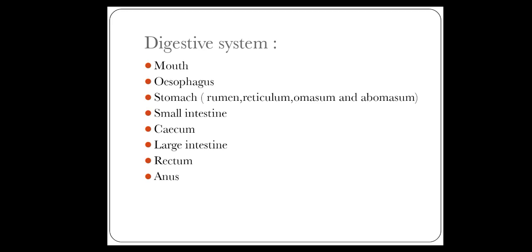The cecum here is mentioned because the cecum, which is present between the small intestine and large intestine, is a sac-like structure and it has certain bacteria, and these bacteria help in the digestion of cellulose. What is cellulose? Cellulose is a carbohydrate which is present in grass. So this cellulose is digested with the help of the bacteria which are present in the cecum.